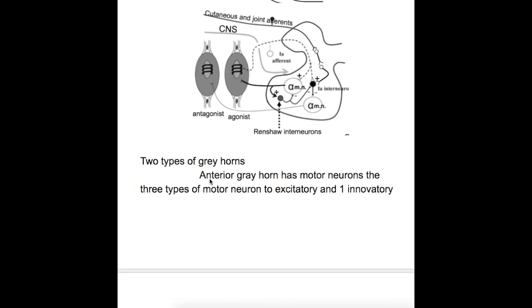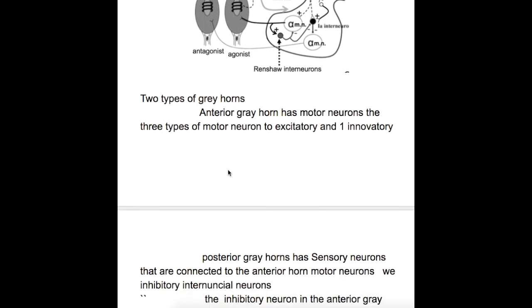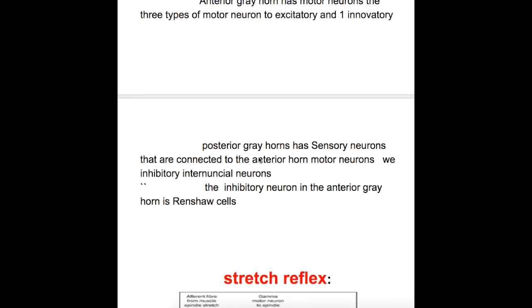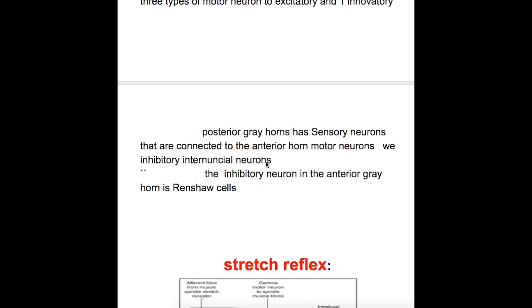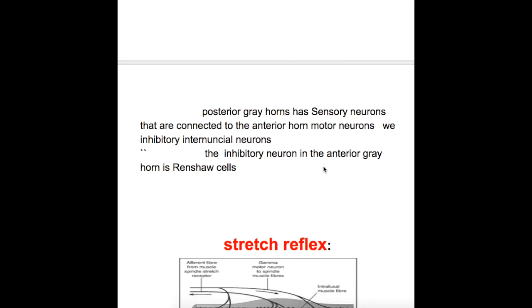There are two types of gray horns. The anterior gray horn has three types of motor neuron. Two of them are excitatory and one of them is inhibitory. The posterior gray horn has sensory neurons that are connected to the anterior horn cell motor neurons via the inhibitory internuncial neuron. The inhibitory neuron in the anterior gray horn is the Renshaw cell.